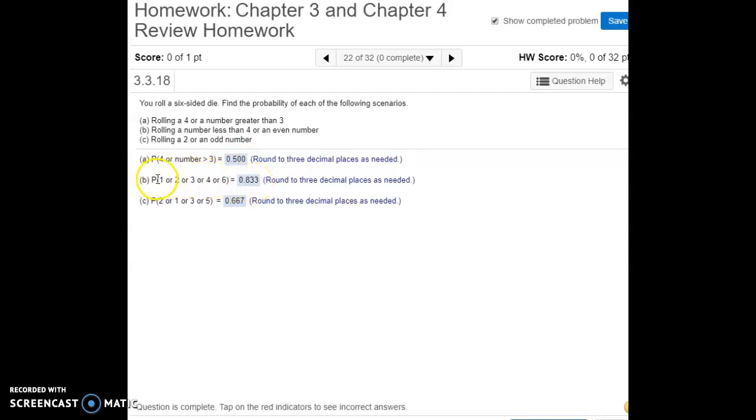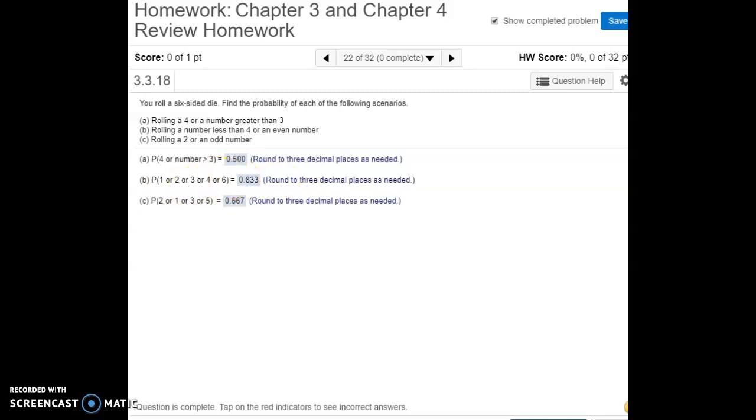And you can see the problem has it written out here nicely. You can think about getting a number less than 4 or an even number. What all options would that be? And it's getting a 1, 2, 3, 4, or a 6. And that's 5 out of the 6 options. And that's what we had.